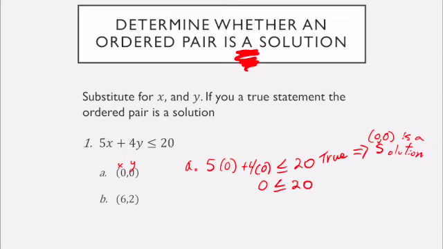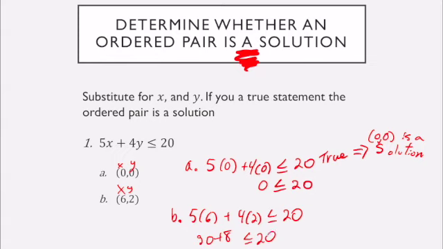Now let's try 6, 2. So I take 5 times 6 plus 4 times 2 is less than 20. I get that 30 plus 8 is less than 20. I think we can already see this is false. So this implies the point 6, 2 is not a solution.